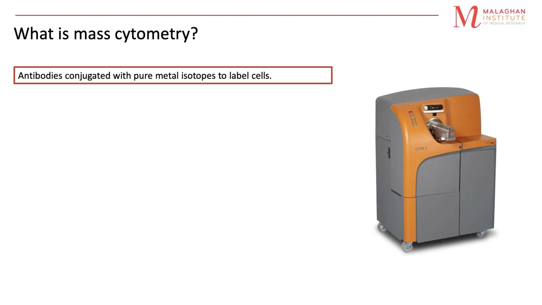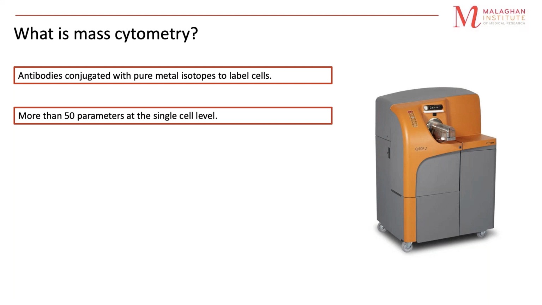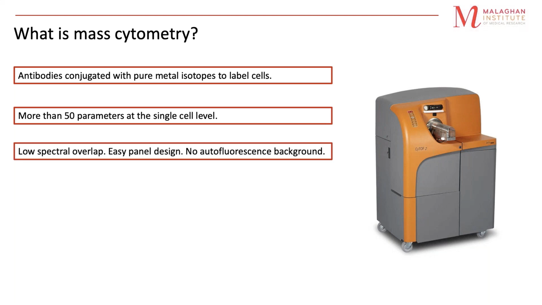First of all, a brief overview of what mass cytometry is. For mass cytometry, antibodies are conjugated with metal tags to be able to label cells. Also, more than 50 parameters can be analyzed at single cell level, with low spectral overlap. The panel design is easy, and there's no autofluorescence background.